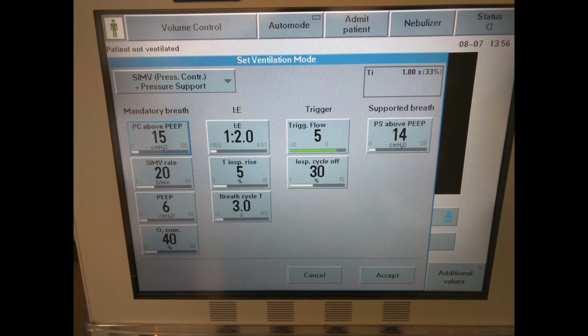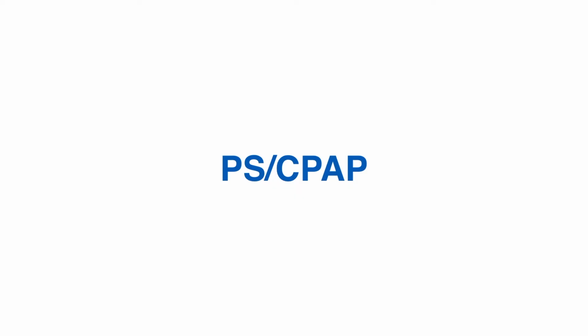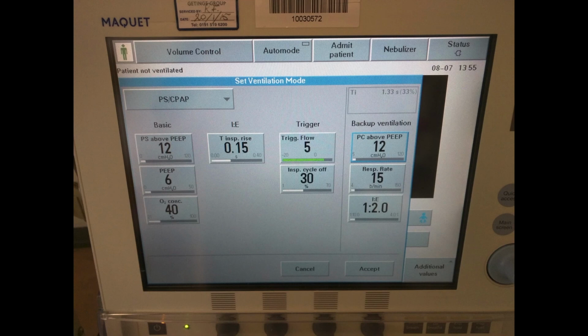Okay, so the last mode I want to tell you about is pressure support CPAP. This is exactly the same as the pressure support that you're using on either SMV PRVC with pressure support or SMV pressure control with pressure support. So all the breaths are supported with just a pressure support above PEEP. There's no I time on the breaths, and they're only generated if the patient takes a breath. So you can see here on the screen, all you need to set is the pressure support above the PEEP.